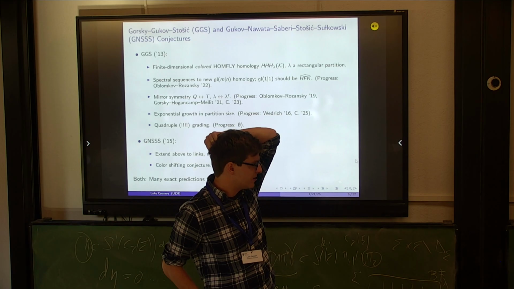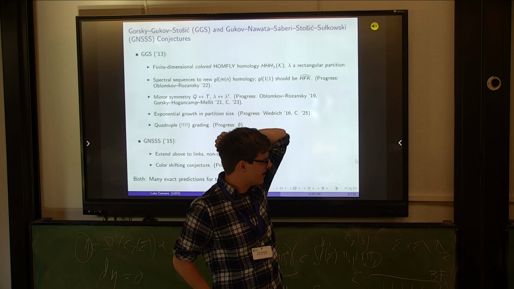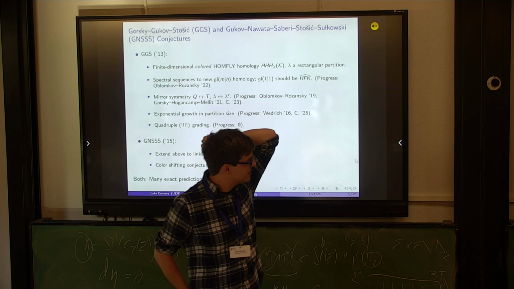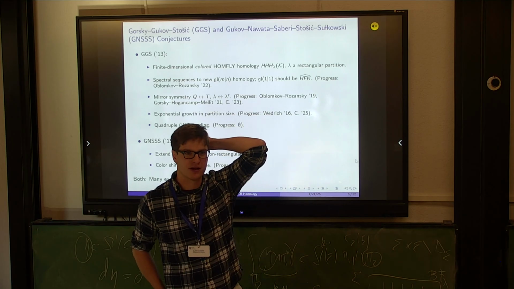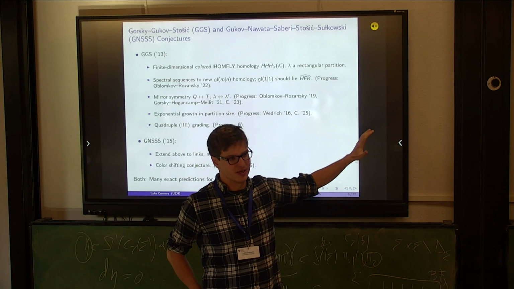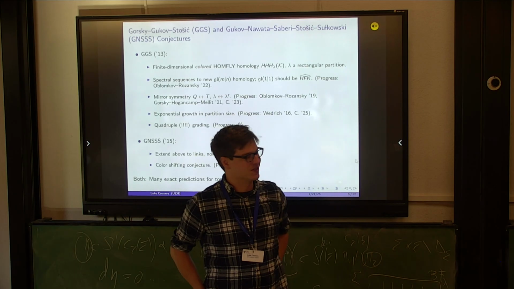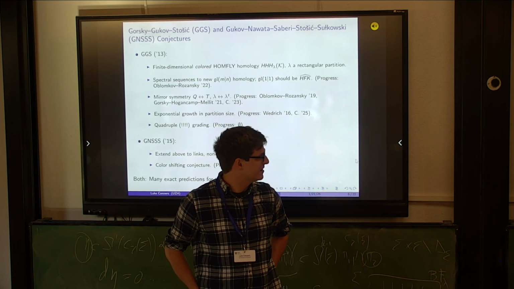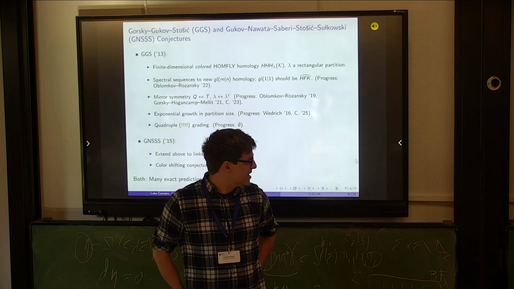Most strikingly and titularly for the GGS conjectures, they conjecture that the triple grading on HOMFLY-PT homology actually refines to a quadruple grading at the colored level. And this is completely open. It's perhaps the most tantalizing of all these conjectures. If anyone has truly any ideas at all, I would love to hear them.